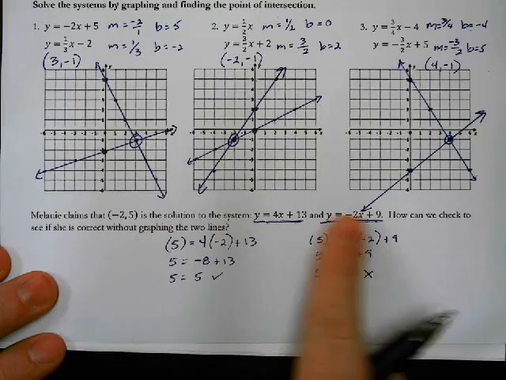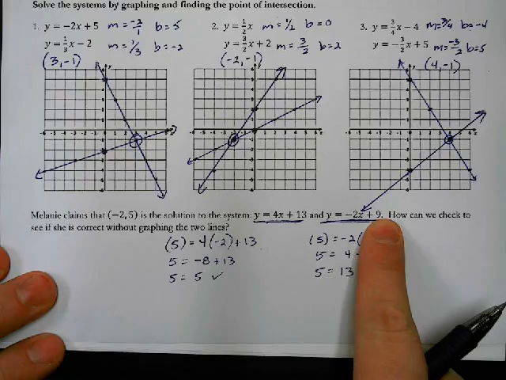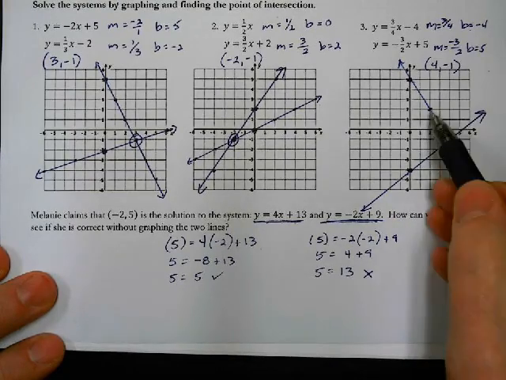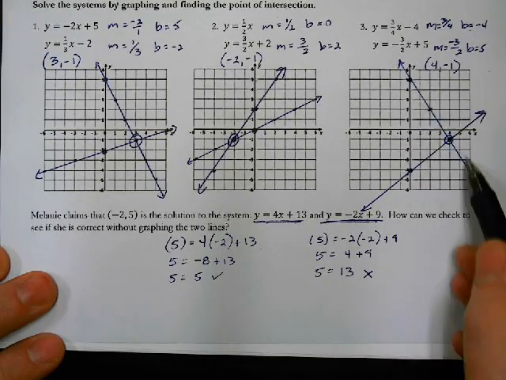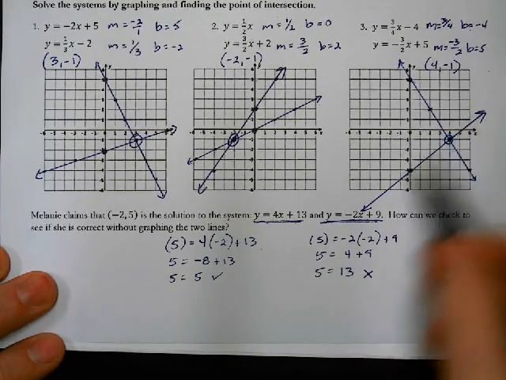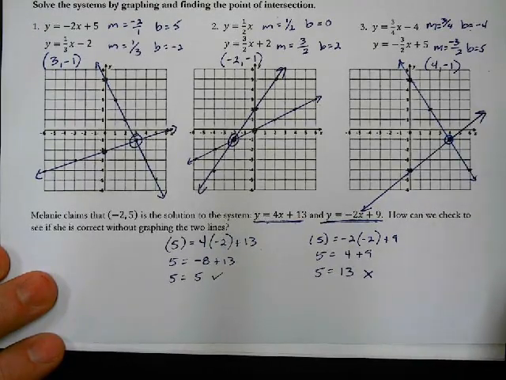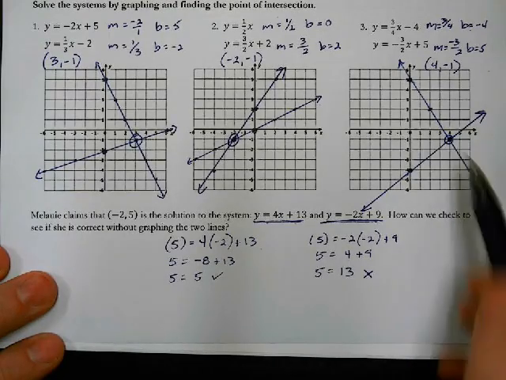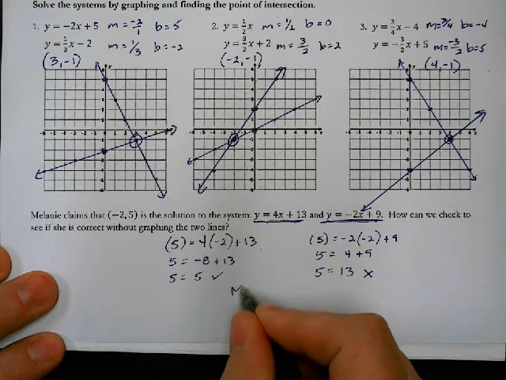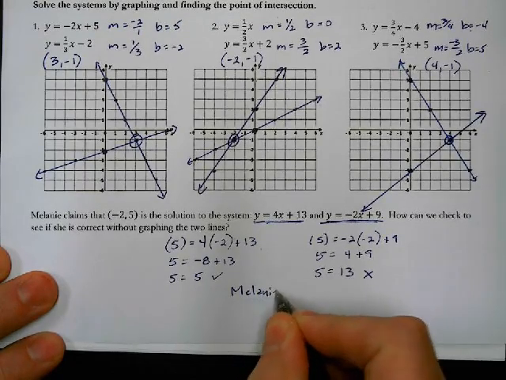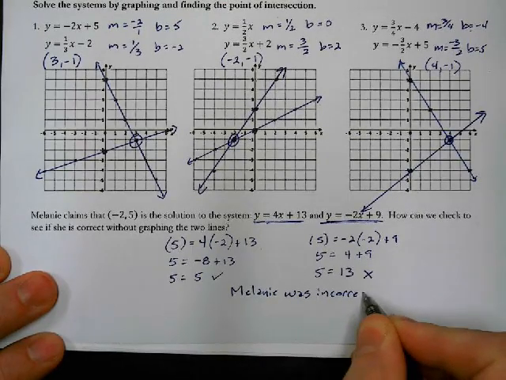It's on this one, but not on this one. So this point here is a solution for this line, but it's not a solution for this line. So it's only a solution for one line, and our solutions have to be solutions for both. Since it's not a solution for both, Melanie was incorrect. It was only a solution for the first equation, not both.